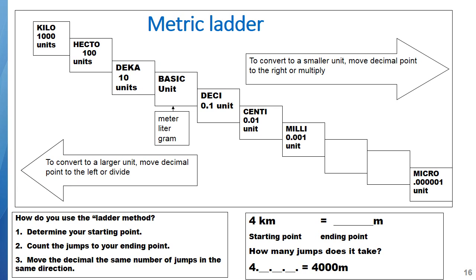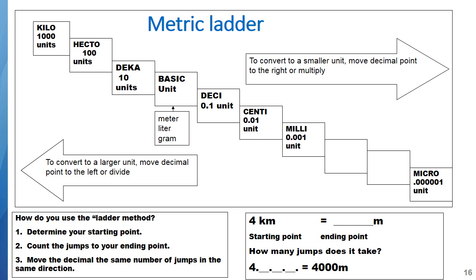The metric ladder is useful since every time you multiply by 1,000, you're moving the decimal place to the right, and anytime you divide by 1,000, you're moving the decimal place to the left. You can actually convert from one metric unit to another by using this ladder. So how do you do it? If you're moving from one unit to the right to get to another unit, you have to move the decimal point to the right, which means you're multiplying. If you're going from one unit to another unit to the left, you have to move the decimal point to the left, which means you're dividing by 10.